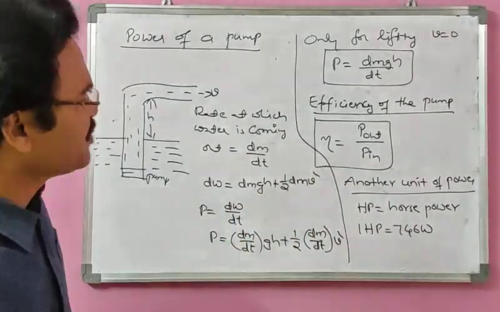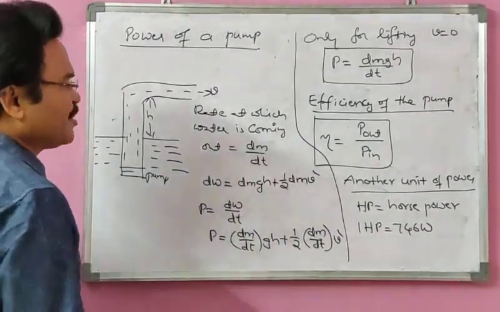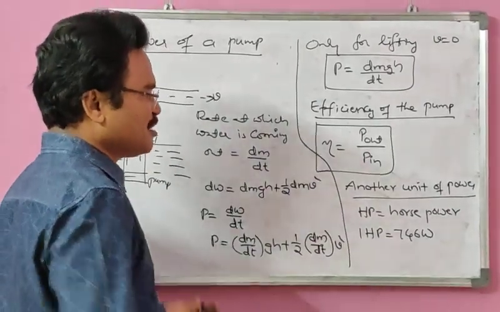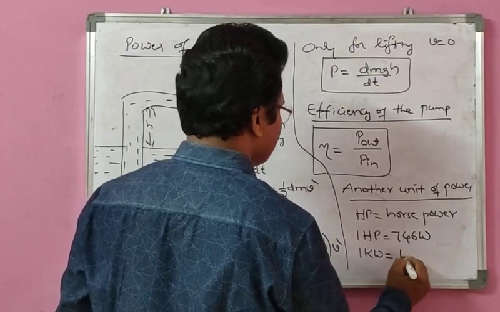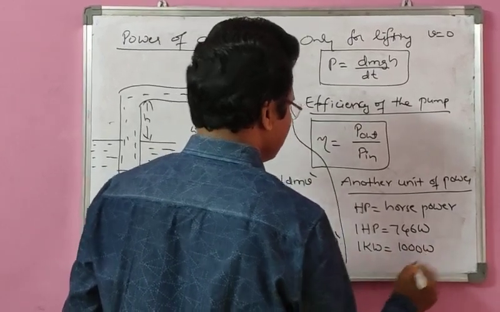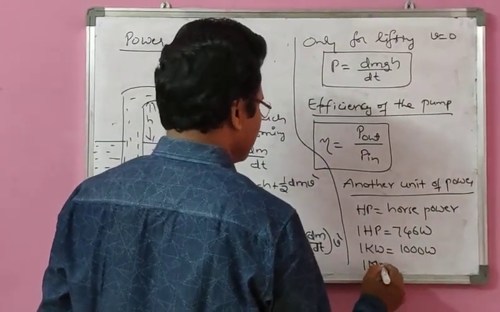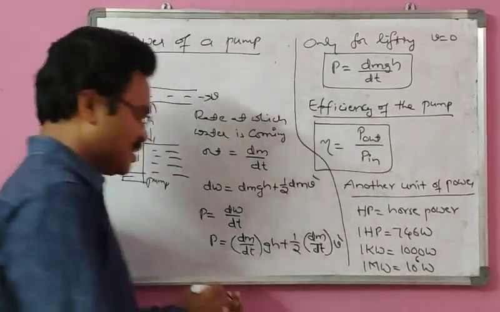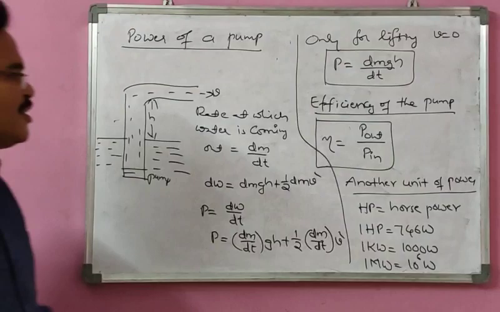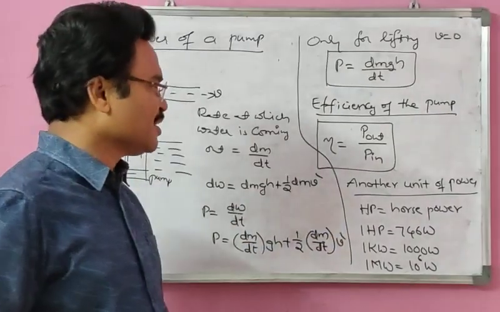746 watt. 2 HP means multiply this one here. There are some other units for power, called kilowatt. 1 kilowatt means 1000 watt, and 1 megawatt means 10 power 6 watt. These are the higher units of power normally used in electricity.